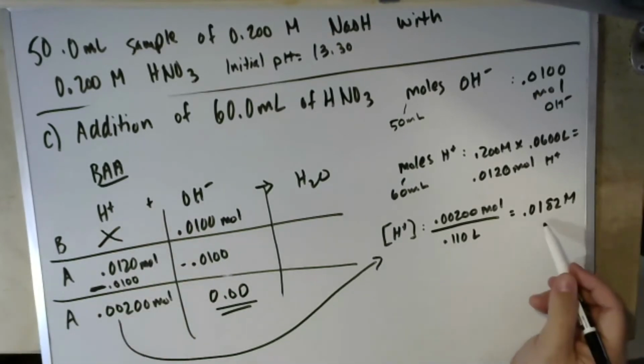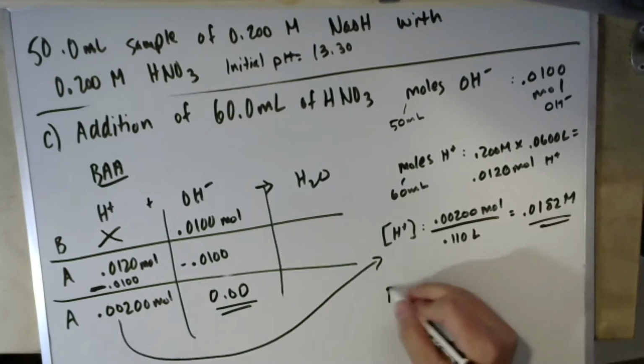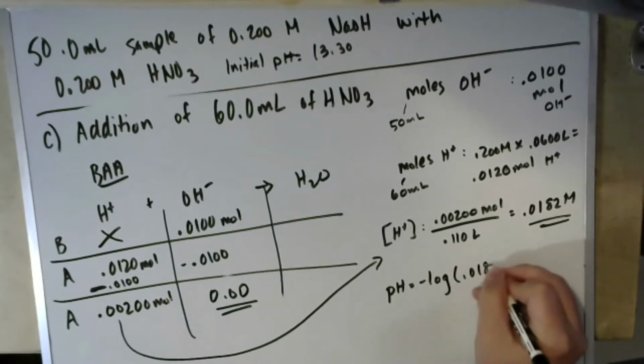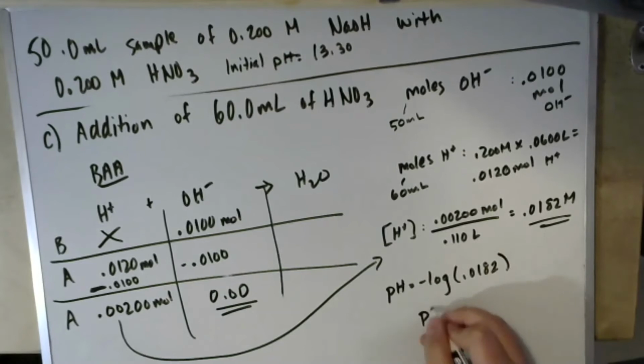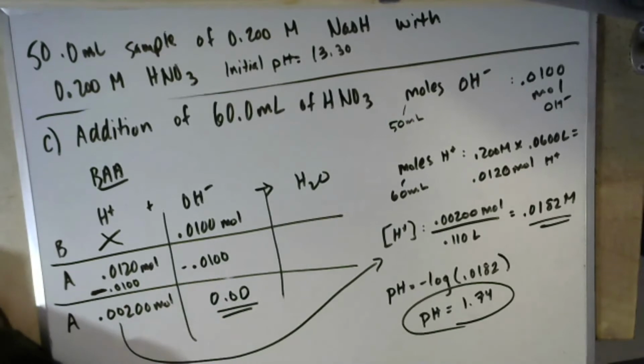Now we can take the pH directly from this hydrogen ion concentration value. It'll be the negative log of 0.0182. So our pH is going to be 1.74. Okay. So you see how that switched dramatically. As soon as we used up all the hydroxide ion that was present, now our pH is going to be determined by hydrogen ions instead. So the pH that we get is a much lower pH value.